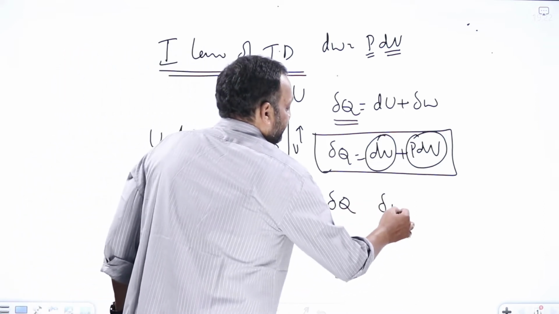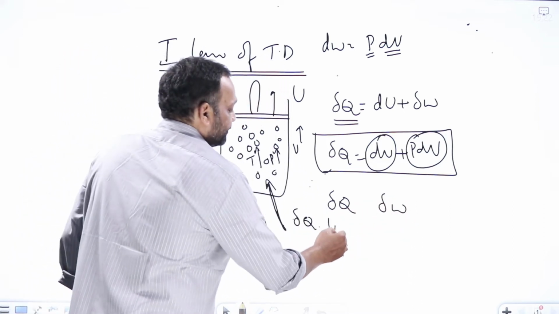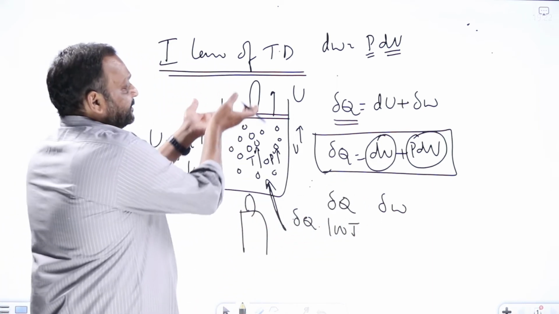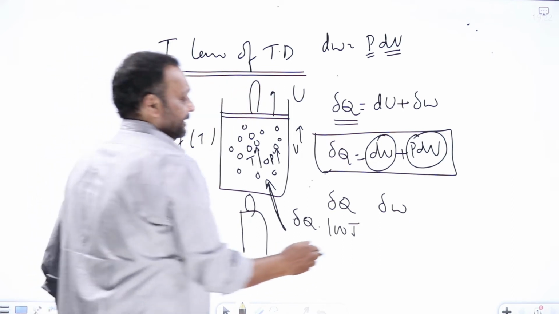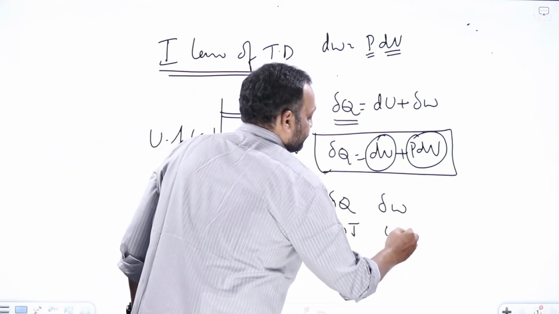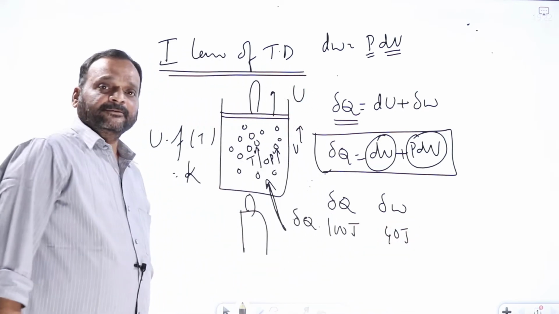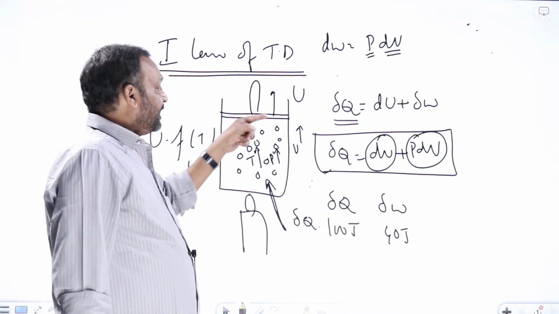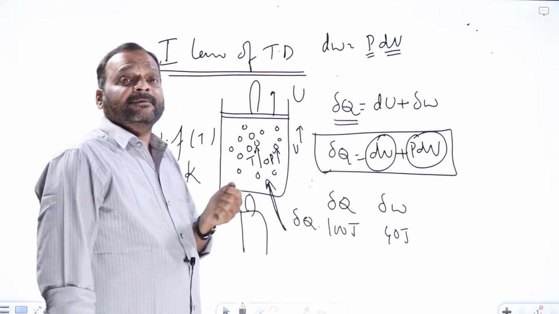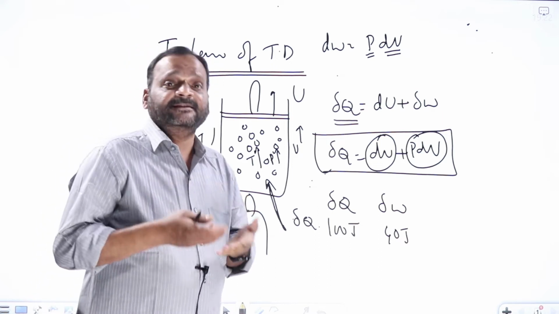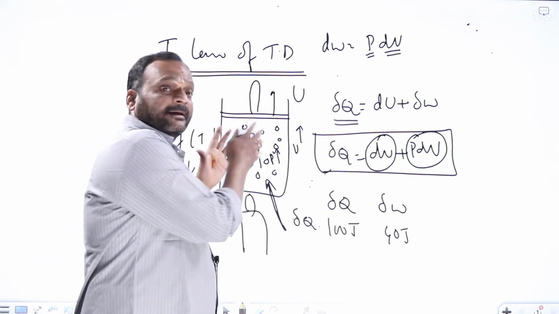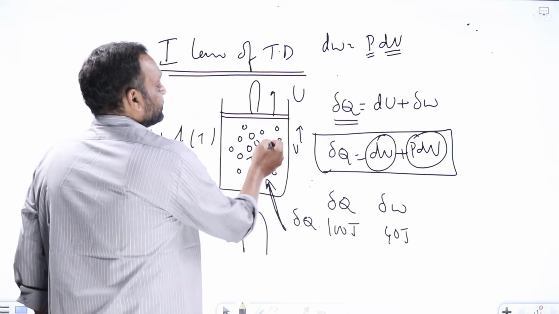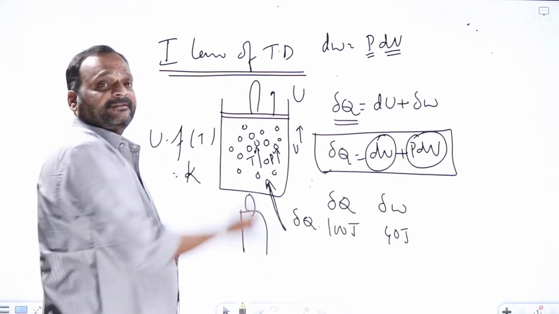Delta W is known. Suppose I am giving 100 joules of energy in the form of heat. Gas is pushing the piston up. I'll measure the amount of work done by the gas. Suppose the gas has done 40 joules of work only. I am giving delta Q, 100 joules. Gas is doing 40 joules. What is happening to the remaining 60 joules? Energy must be conserved. That 60 joules is not apparent. So they said that 60 joules is used in increasing the internal energy of the gas.